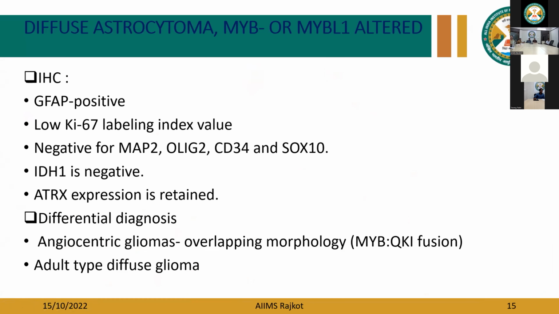So on IHC, it is GFAP positive, with very low Ki67, and negative for MAP2, OLIG2, CD34, SOX10. In contrast to adult low-grade glioma, it is OLIG2 negative because adult low-grade glioma is OLIG2 positive. It is IDH negative, whereas adult glioma is IDH positive. ATRX expression is retained, whereas adult glioma shows loss of ATRX. So the differential diagnosis can be adult-type glioma and angiocentric glioma. Angiocentric glioma can show morphology similar to this type. However, molecular pathology is typical for angiocentric glioma, whereas adult-type glioma is positive for IDH1.